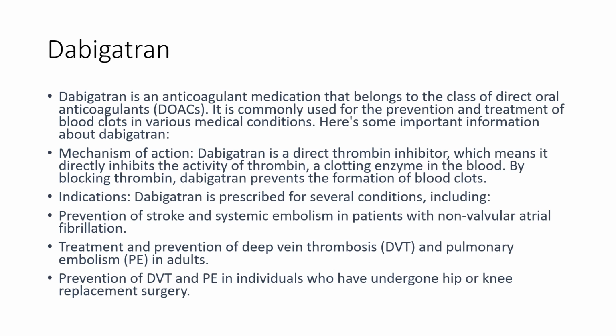Now dabigatran. It is also a direct oral anticoagulant, and it works by inhibiting thrombin. Thrombin is a procoagulant, which means it directly inhibits the activity of thrombin, a clotting enzyme in the blood. By blocking thrombin, dabigatran prevents the formation of blood clots.